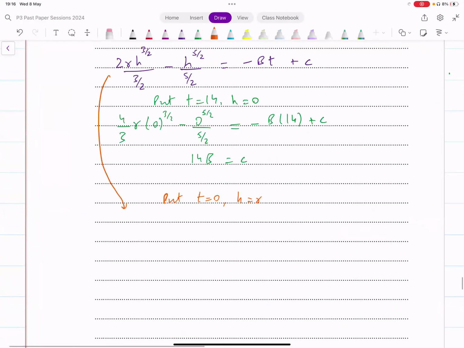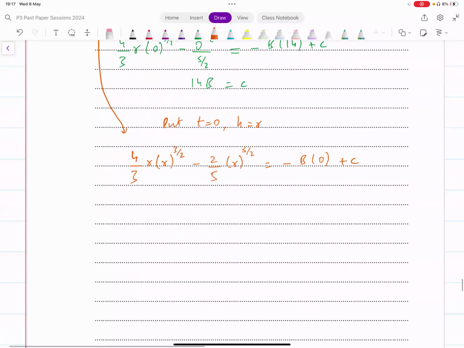What does that give us now? 4 over 3. Again, this 2 goes to the numerator. It becomes 4 over 3 into r raised to power 3 over 2 minus, I can take this 2 to the numerator as well, it becomes 2 over 5, h raised to power 5 over 2, that means r raised to power 5 over 2. On the other side, you have minus b into 0 plus c. What does that give us? 4 over 3 r raised to power 5 over 2 minus 2 over 5 r raised to power 5 over 2 equals c. This is the value of c that we're getting.